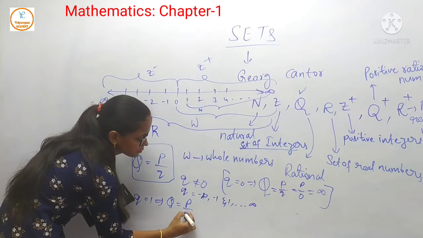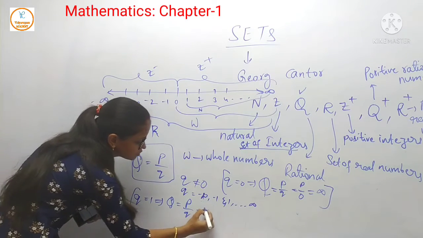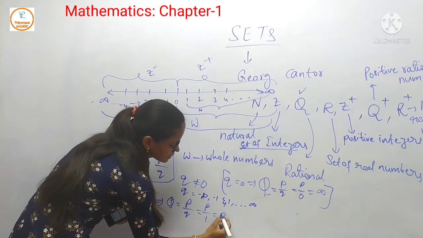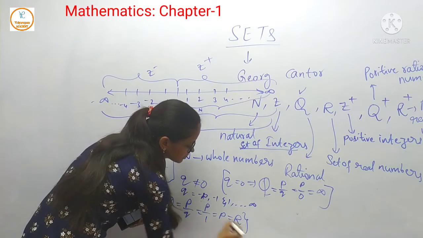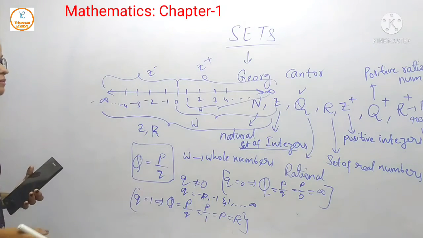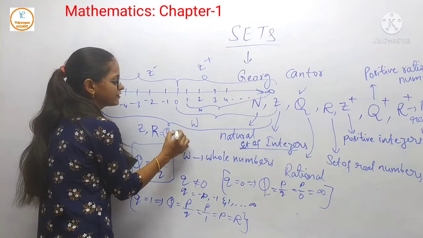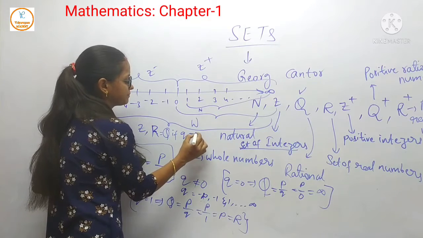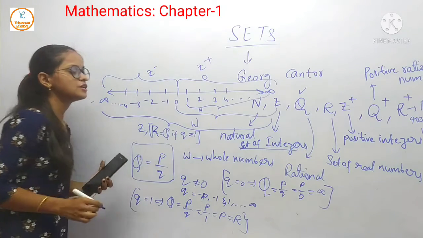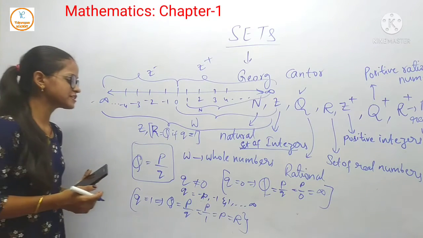Rational numbers are of the form P by Q, and if Q is equal to 1, this is nothing but P, so the resultant will be real numbers only. So real numbers are also equal to the rational numbers if Q is equal to 1. Understood? Now, what if Q is not equal to 1?